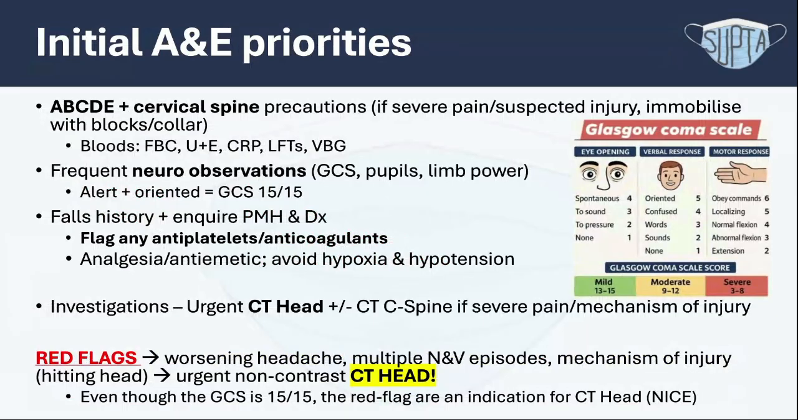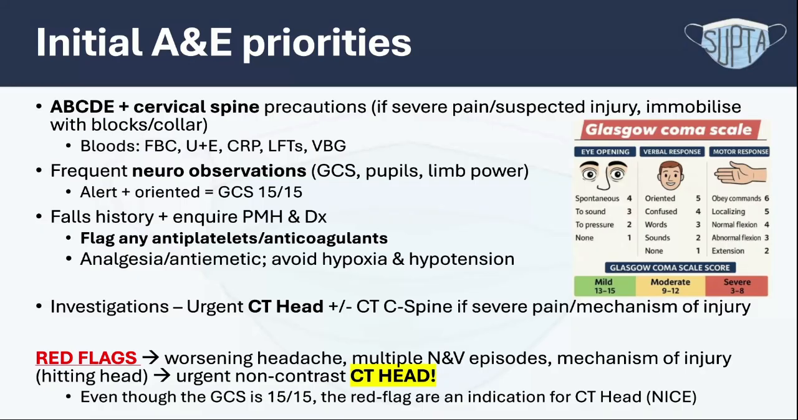Thanks, Zach, for that. So, initial A&E priorities. Let's think of that because it's very important. Some of you guys may want to be an ED doctor. The first step is always an A to E assessment, while also considering C-spine precautions, especially following the Canadian C-spine rules, if you're doing a non-contrast CT and the mechanism or symptoms suggest possible C-spine injury. If there's severe neck pain, concerning mechanism or suspicion of cervical spine injury, the patient should be appropriately immobilized, of course, with blocks or things like that. At the same time, we want frequent neurological observations.